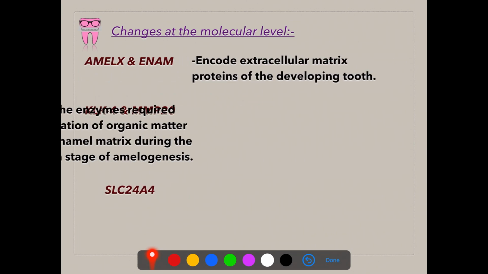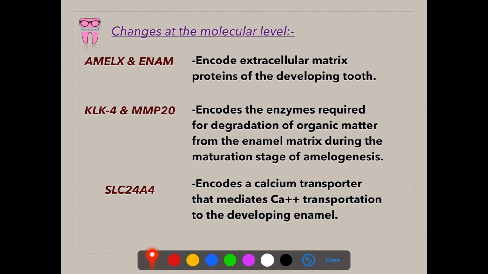Now, the first gene, AMELX, is present on X chromosome and it encodes for the protein amelogenin. The next gene is ENAM. It encodes for the protein enamelin. These two genes are very important for enamel matrix formation. Okay, they help in formation of enamel matrix. So these two genes encode extracellular matrix proteins, which are enamelin and amelogenin of the developing tooth, in order to lay down enamel matrix.